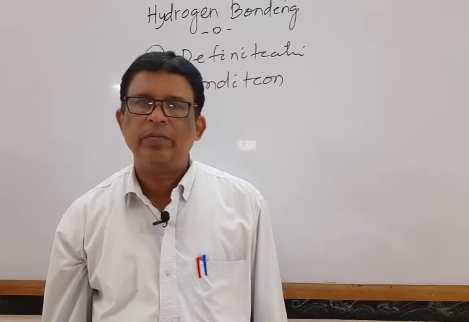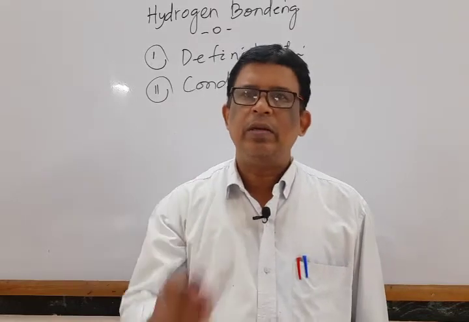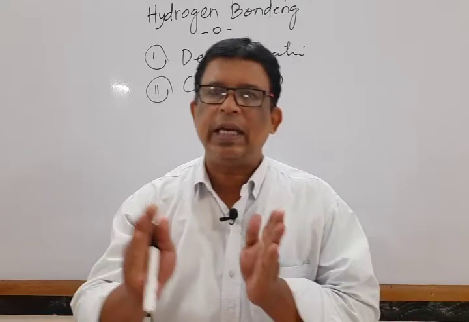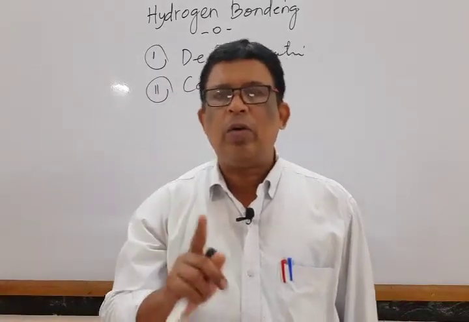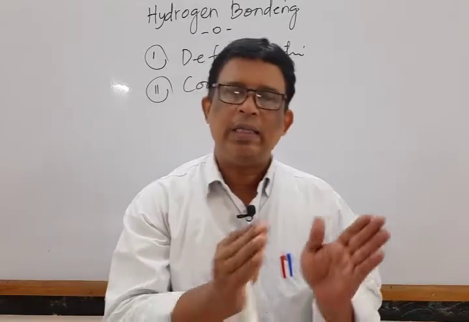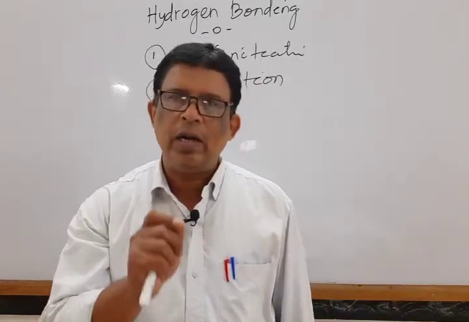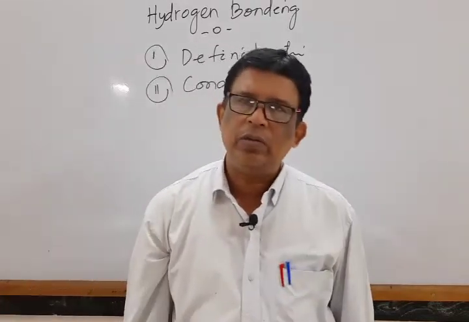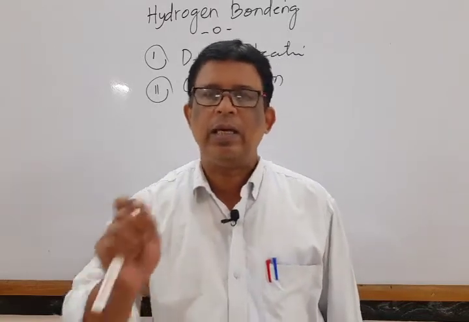Point 1, that element must have high electronegativity, that is it possesses the highest electronegativity. I repeat again, this type of bond is formed between 2 species, one is hydrogen and the other possesses 2 characters. One, it possesses the highest electronegativity, and point 2, it must be smaller in size.